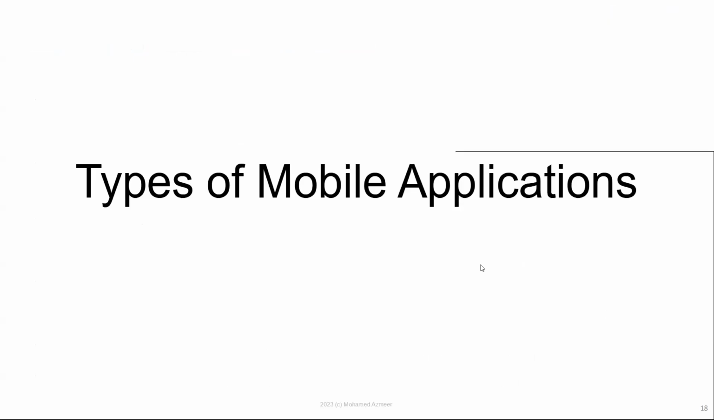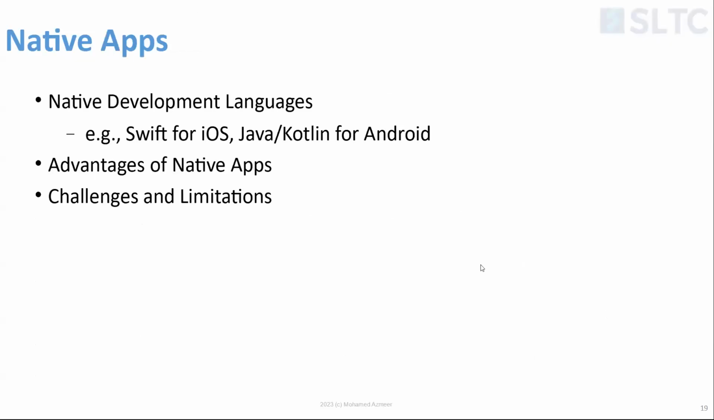Right. We also looked at types of mobile applications, right? So the first being native apps, apps that are native to the platform. So since we have two platforms, it's either iOS or Android. And for iOS, we are using Swift programming language, more like a C++. And for Android, we have few choices. We have Java and Kotlin. Both are from Google, by the way.